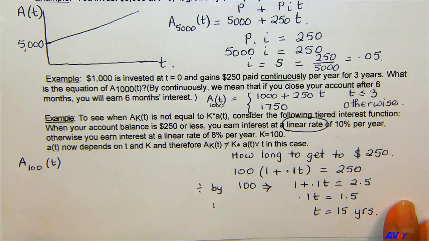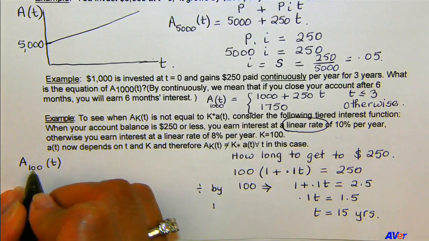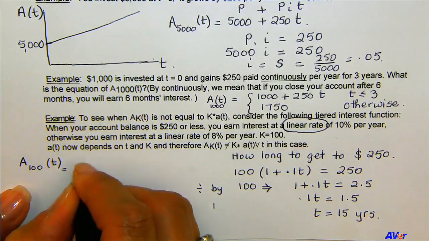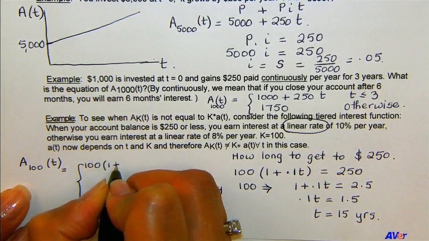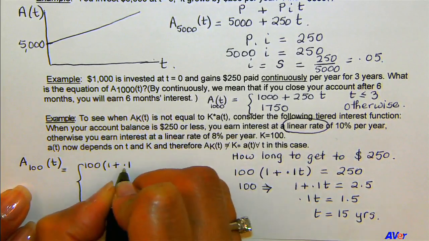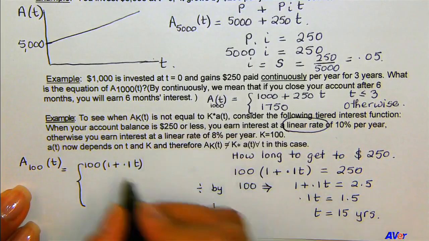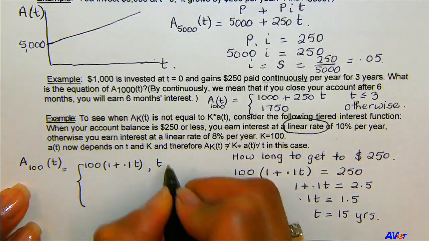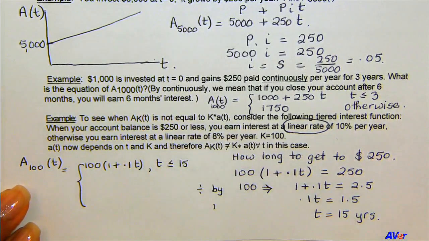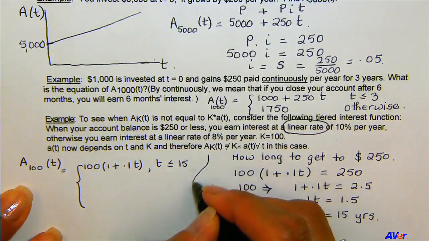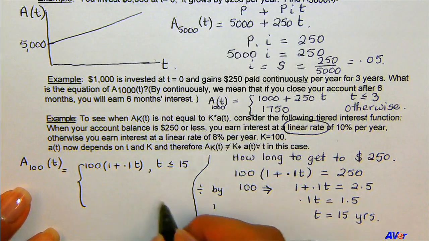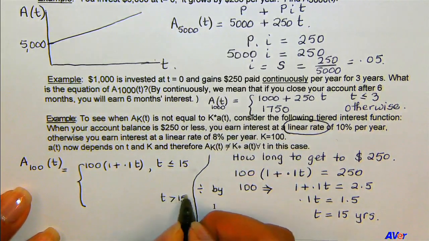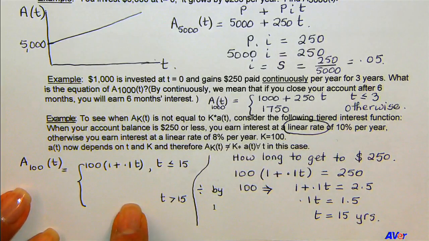Get it? So over here, couldn't I say this? A100 of t is equal to this tiered function: 100 times 1 plus i t, where i is 10%. This is the function for t less than or equal to 15. Make sense? And can you please come up with the function for t greater than 15? What will this function be if t is greater than 15? Can you tell me?